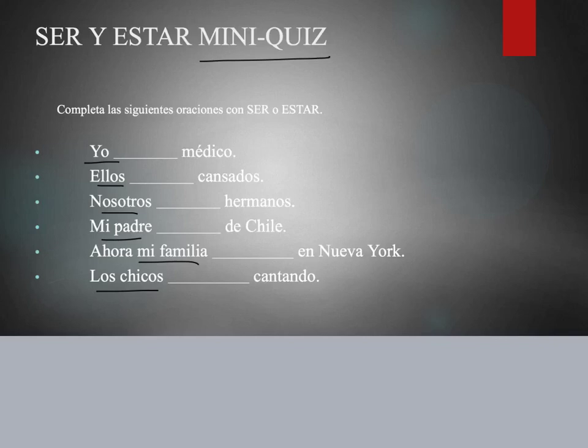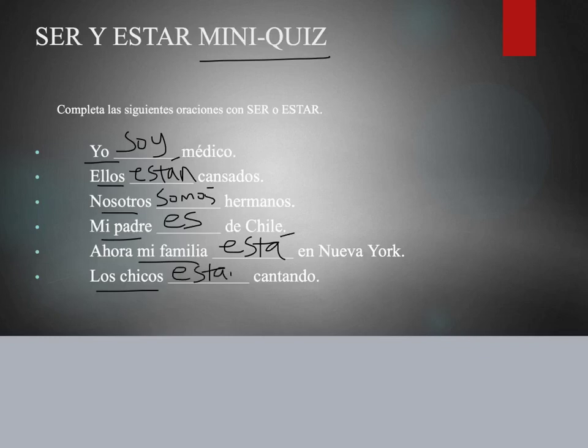Okay, excelente. Vamos a poner las respuestas, put the answers, and then I'm going to explain each one and why. So, número 1, yo soy médico. Ellos están cansados. It is wrong without an accent. Nosotros somos hermanos. Mi padre es de Chile. Ahora mi familia está en Nueva York. Y los chicos están cantando.